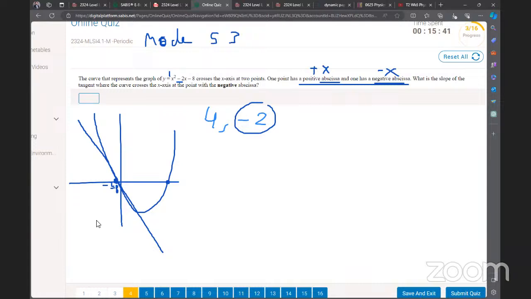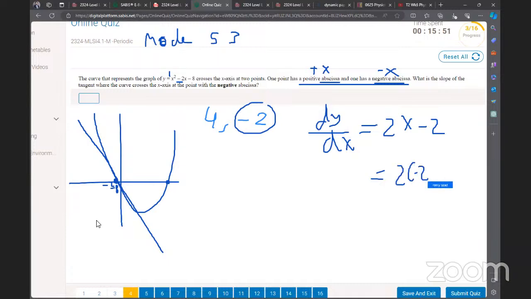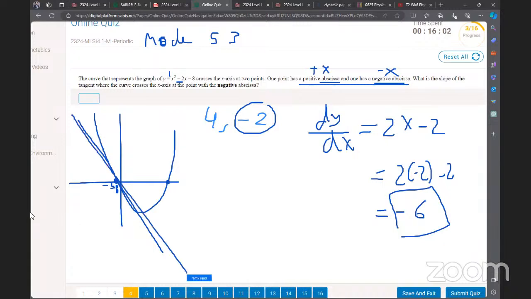So I will do dy over dx, nothing new, the same. 2x minus 2, and then replace x now by -2. 2 times -2 is -4, -4 minus 2 will be -6. And I'm pretty sure that the slope will be negative because this line is going down. So of course its slope will be negative. So it will be -6.